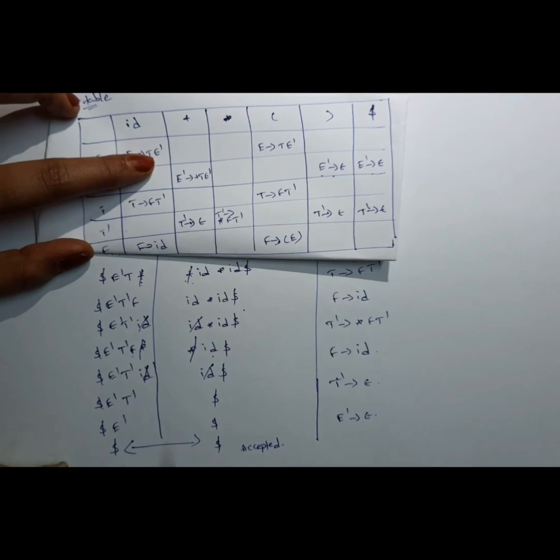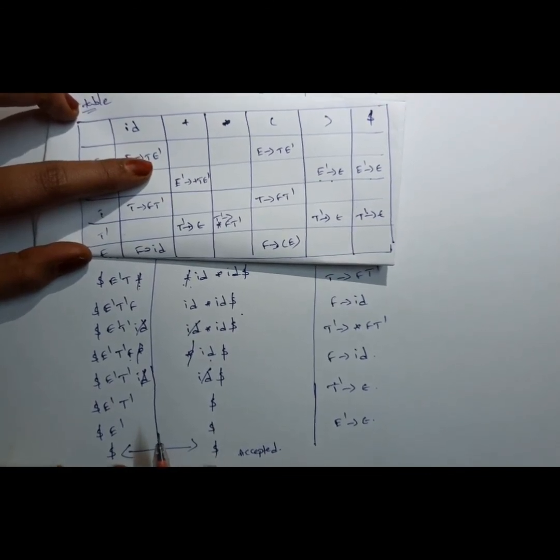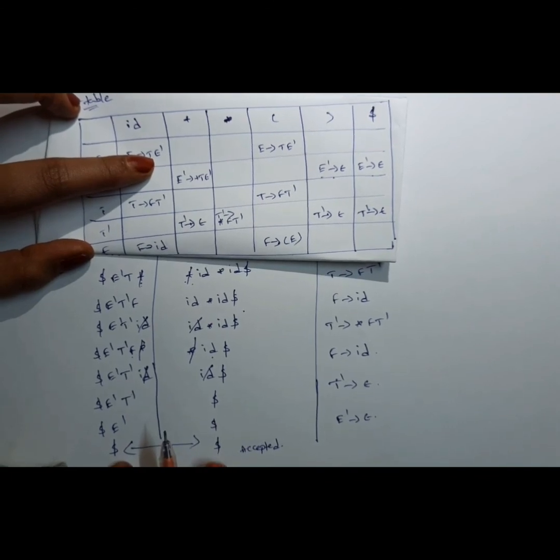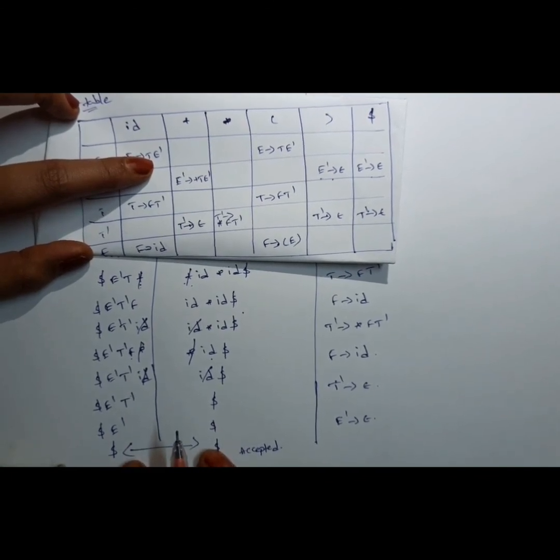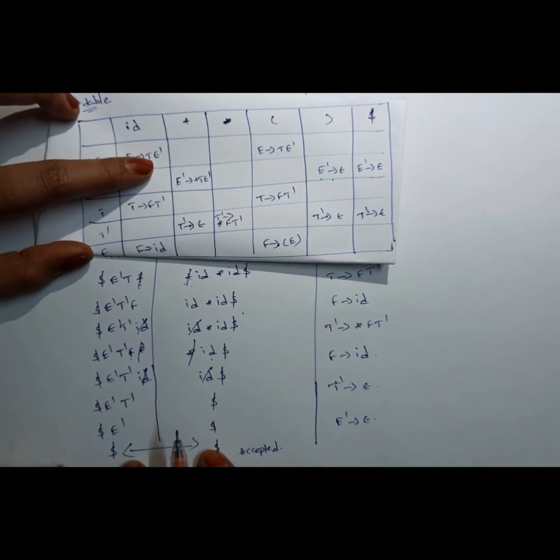See here, we are left with a dollar value in the stack and the dollar value in the input string. In this current position, we will say that the input string which we have taken is accepted by the grammar.